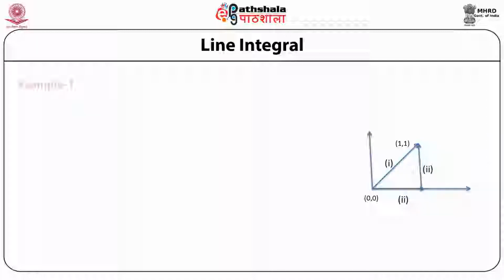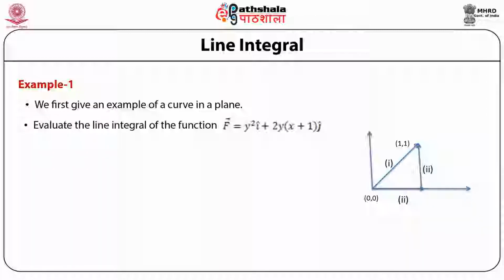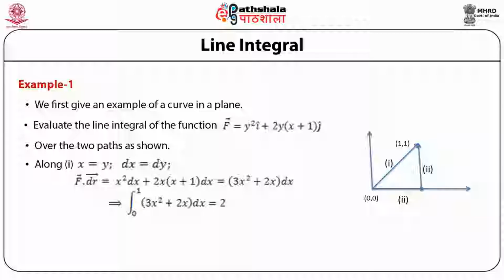Let us see some examples. In the first example, we have an example of a curve in a plane. Evaluate the line integral of the function f equals y square i cap plus (2yx plus 1) j cap over the two paths as shown in the figure. Along path 1, x equals y and dx equals dy, and f dot dr equals x square dx plus 2x into (x plus 1) dx, which equals (3x square plus 2x) dx.